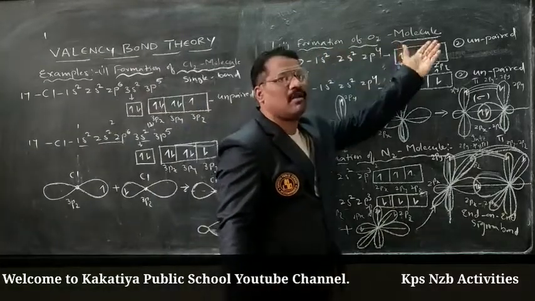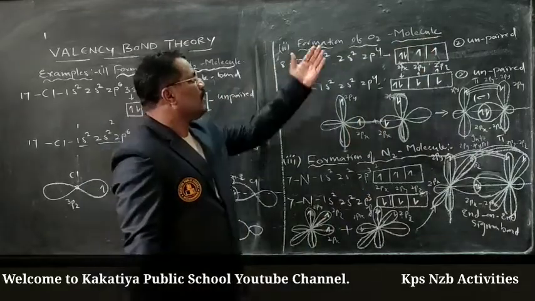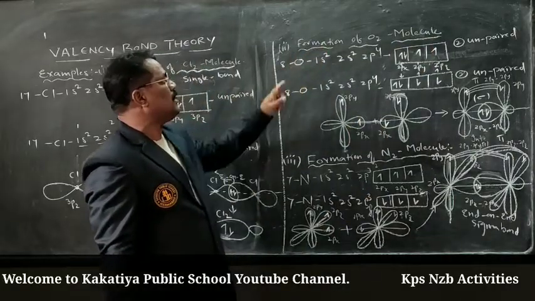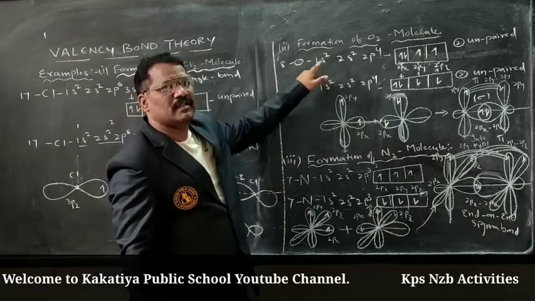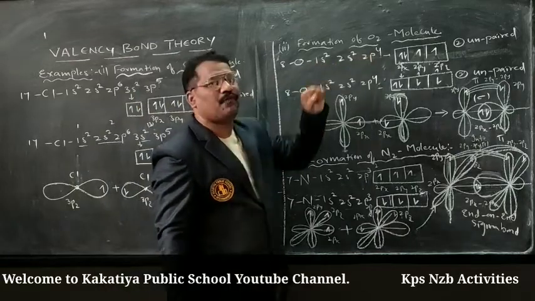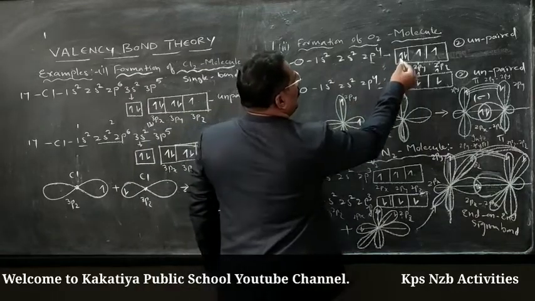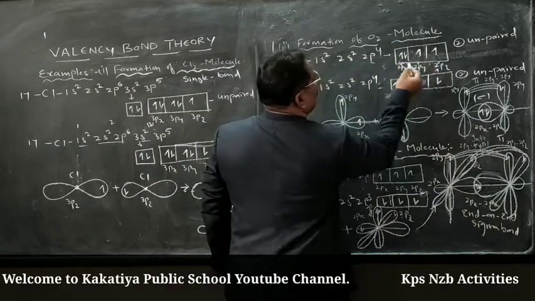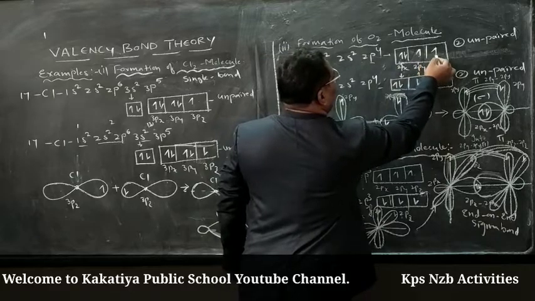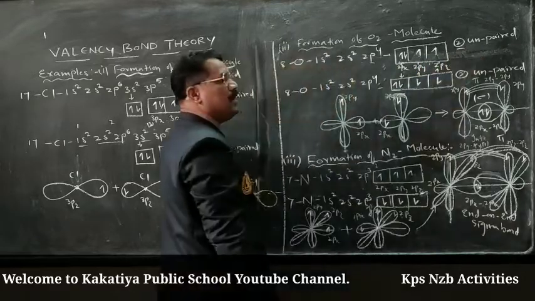Coming to the second point: formation of an oxygen molecule. What is the atomic number of oxygen here? 8. Electronic configuration is 1s2, 2s2, 2p4. I am taking the 2p orbital with 1, 2, 3, 4 electrons. Therefore, 2py and 2pz, two orbitals are unpaired.